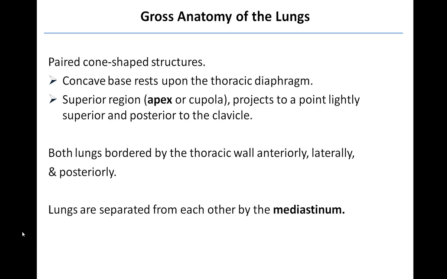So we'll stop for a second and consider the gross anatomy of the lungs. The lungs are paired cone-shaped structures that sit upon the thoracic diaphragm. They have a superior region referred to as the apex or cupula that can be found posterior to the clavicle. The lungs are bordered by the thoracic wall to the front, the back, and the sides. And the lungs are separated from each other by the mediastinum.